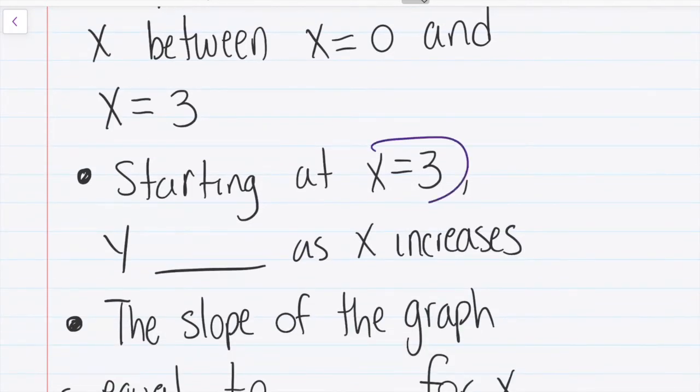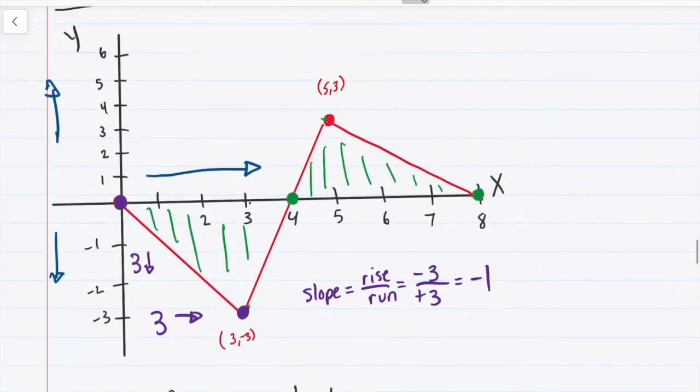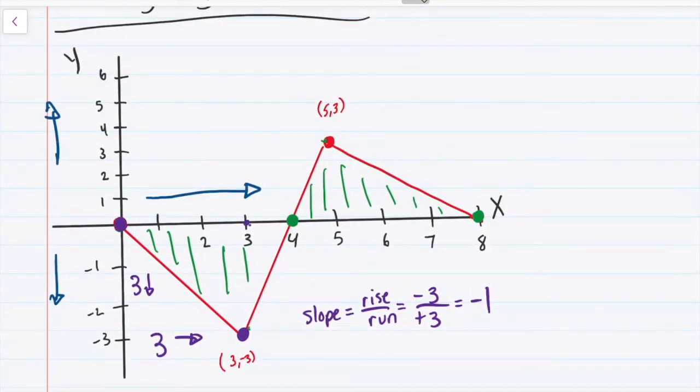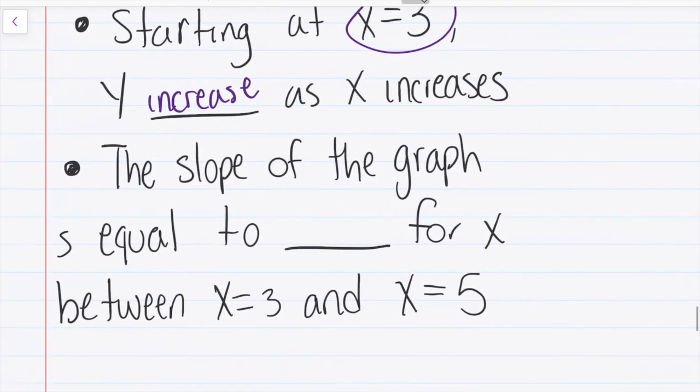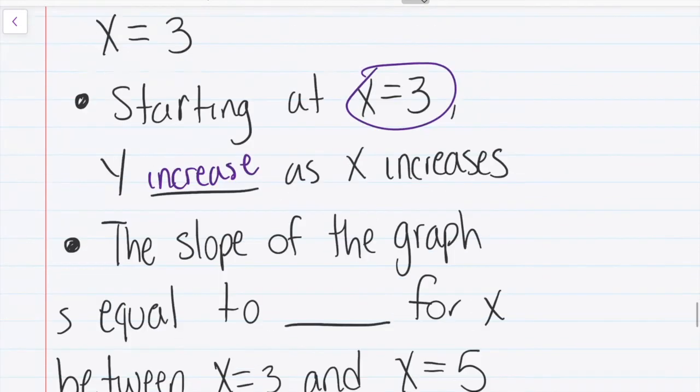Starting at x equals 3, y blank as x increases. So when my x is 3 and it keeps going to the right, what's happening to my y? Look, at 3, I'm right here. What's happening to my y, guys? It's going up. Another way of saying going up is increases. So they both increase.